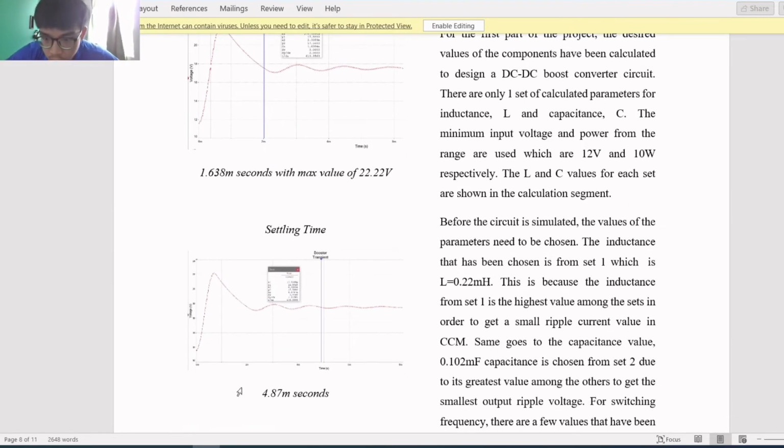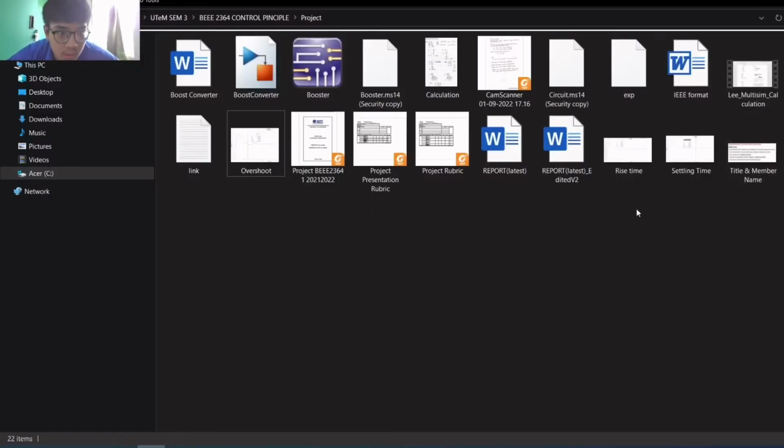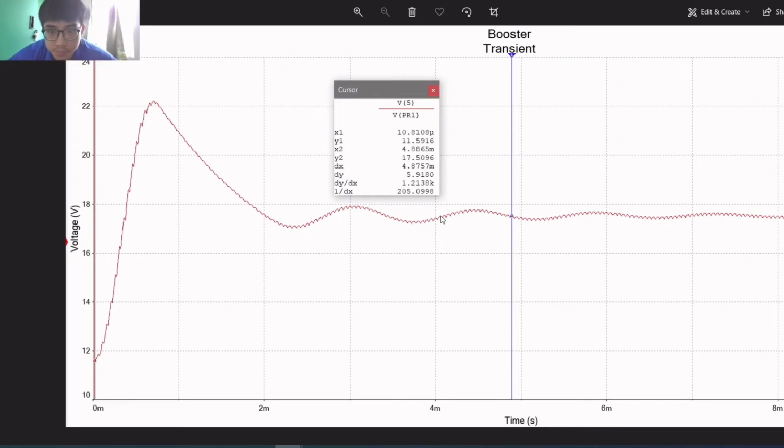Okay, while for the settling time, for the whole process from the initial until it becomes constant or reaches the stable state, the time it requires is around 4.87 milliseconds.